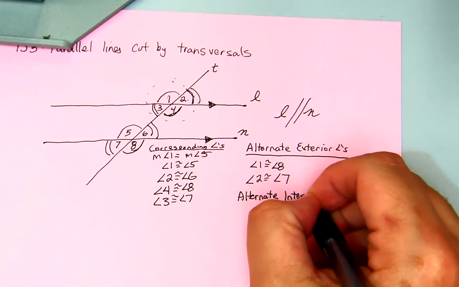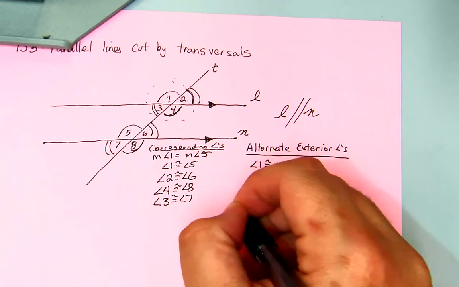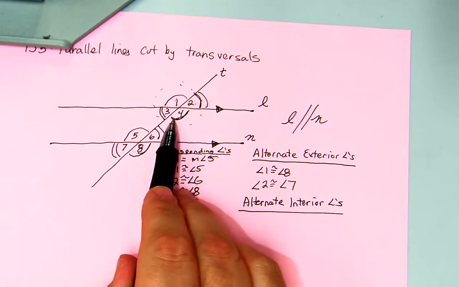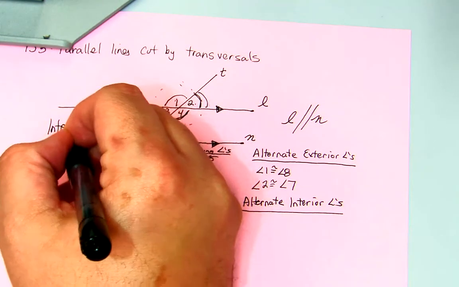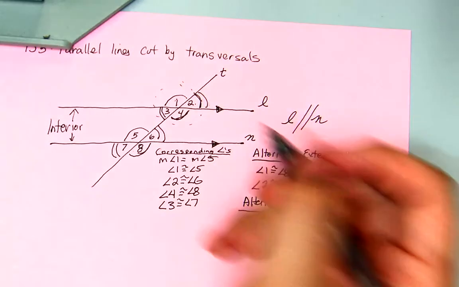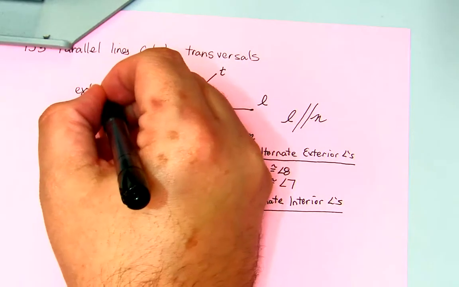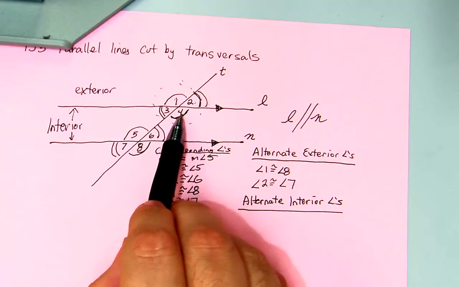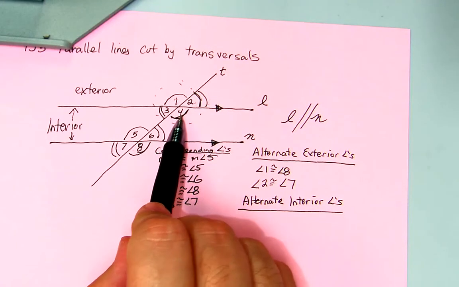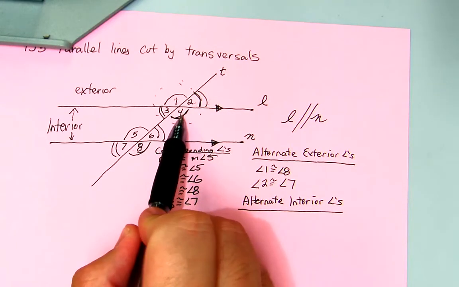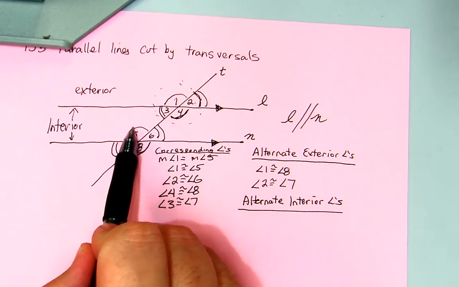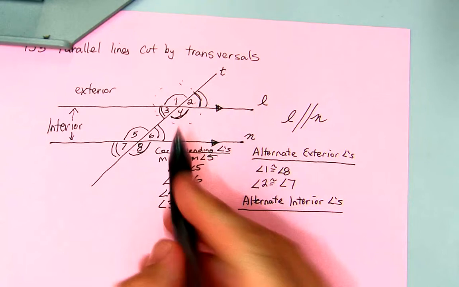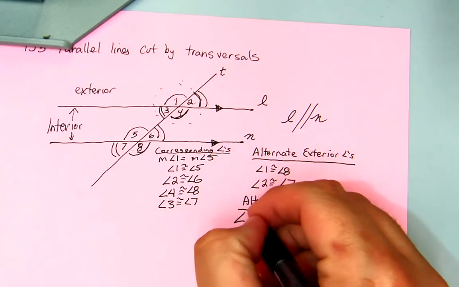There are also alternate interior angles. Same thing. Look at angle 4. Angle 4 is in the top right of the interior. This is the interior, between the two lines. Everything else is the exterior. If I'm going to do the alternate of this angle, I have to go from the top right to the top left, and then from the top to the bottom. So angle 5 and angle 4 are alternate.